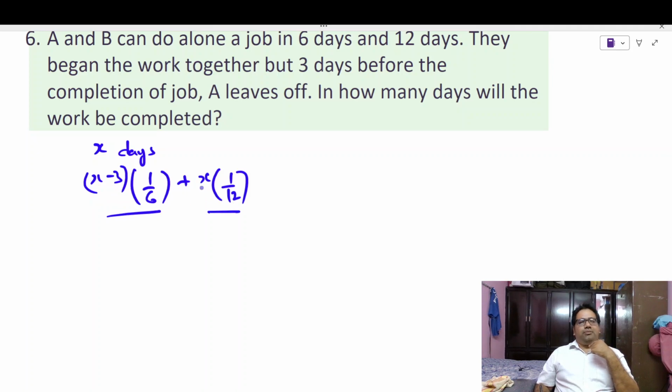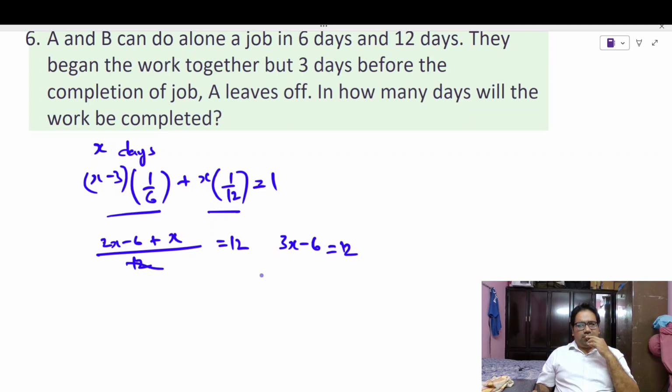This is B's contribution, x days into 1 by 6. This equals 1. We just need to find out what this x is. Right? x minus 3 is called the denominator. Now 2x minus 6 plus x equals 12. 3x minus 6 equals 12, right? 3x equals 18. x equals 6. So 6 days is the total number of days that they have taken to complete the work.